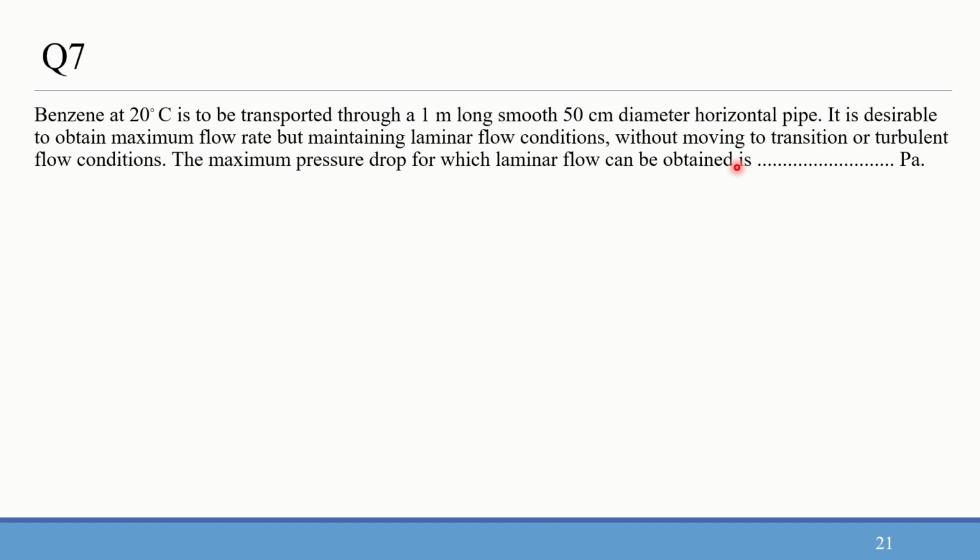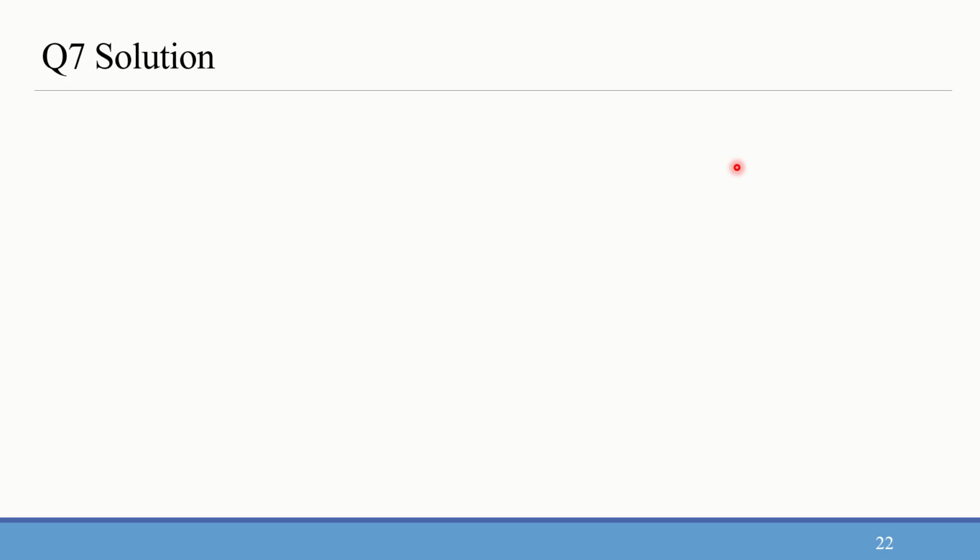So here again, what is given: we are transporting benzene at 20 degrees Celsius through a pipe, and the pipe diameter is 50 centimeter and its length is 1 meter. We have to maintain the laminar flow condition. It is neither transition nor turbulent, but maintained at laminar flow condition. So at the maximum laminar flow condition, what is the maximum pressure drop? That is the question.